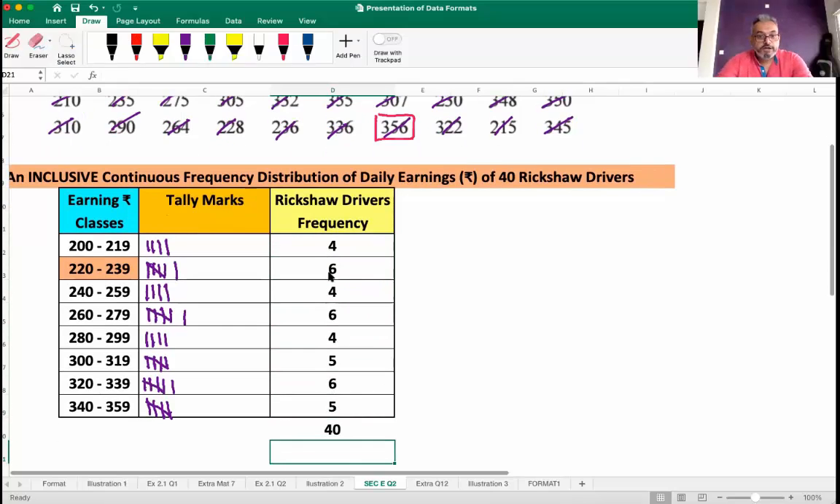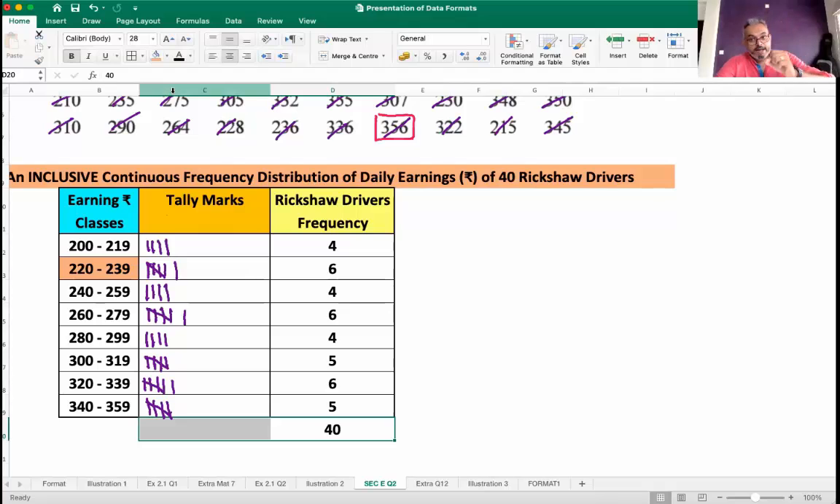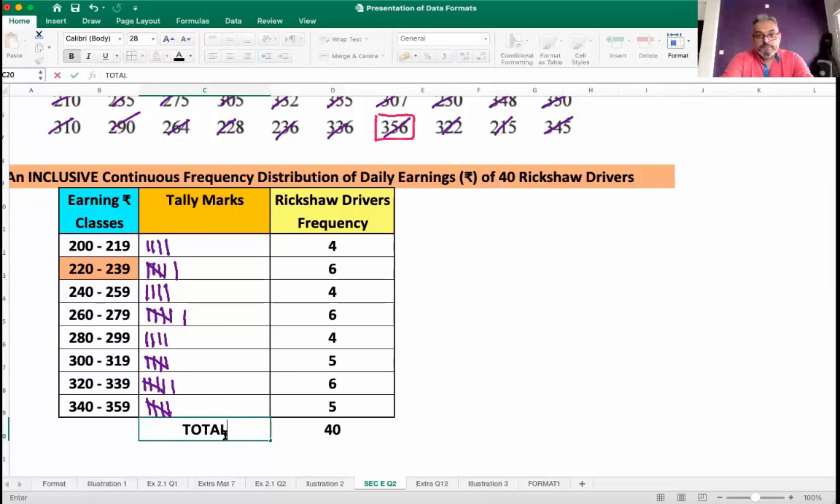But total 40 does not mean that what you have done is correct, because internally if a tally mark has gone from one to another, then your answer will go wrong. So the answer is actually not 40. Your answer is 4, 6, 4, 5, 6, 4, 5. This is your answer.